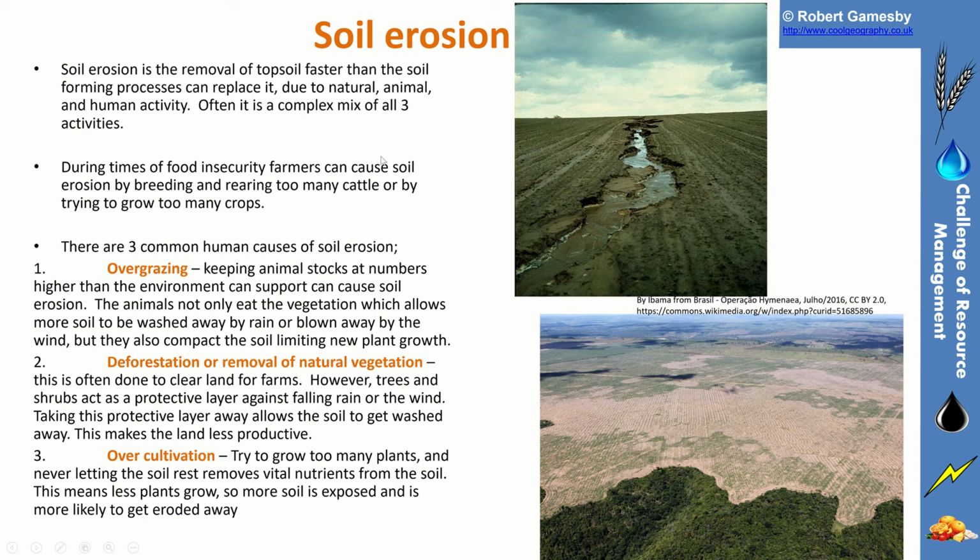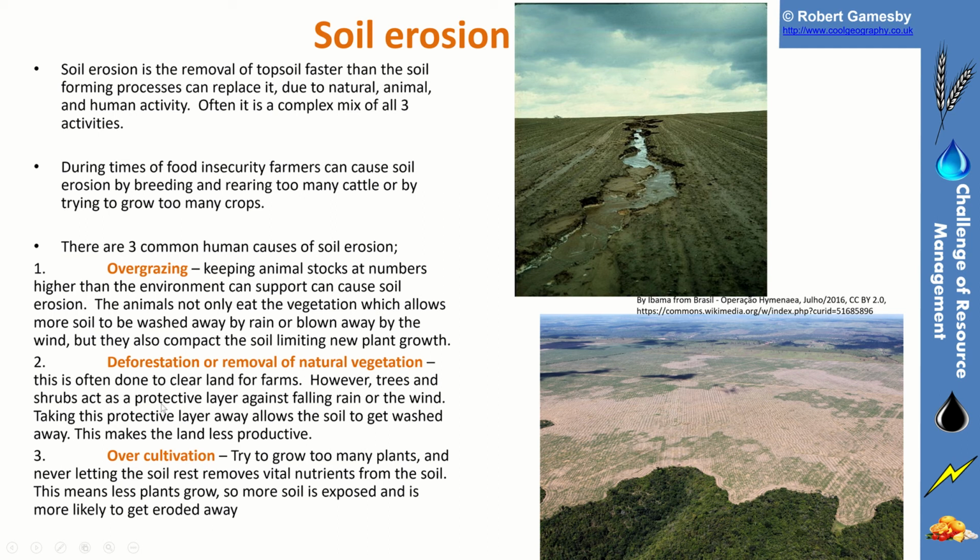Okay, and it's a mix of these three activities down here. So during times of food insecurity, farmers can cause soil erosion by breeding and rearing too many cattle, or by trying to grow too many crops. So the three common causes: overgrazing, that's keeping animals at numbers higher than the environment can support. So you can imagine herds and herds of cattle. They're very heavy. They trample the soil. They eat all the vegetation on the top, and then when it rains on the top of that soil, it washes it all away.